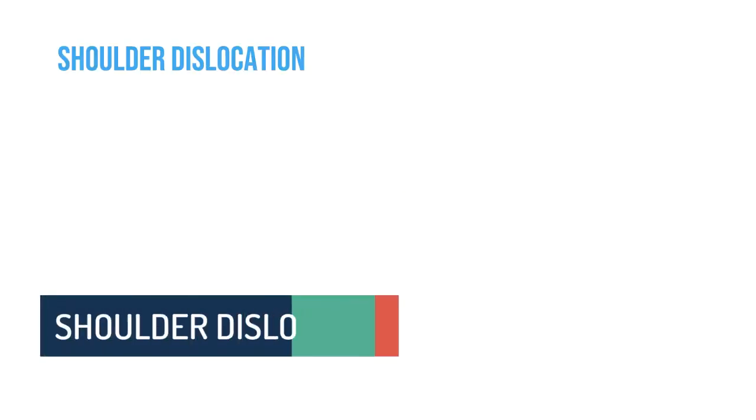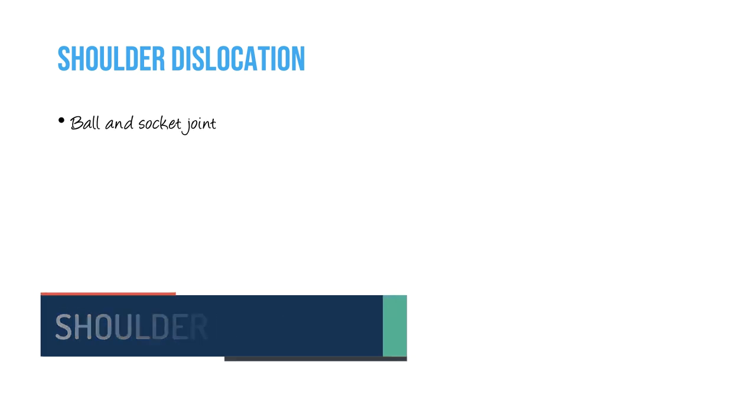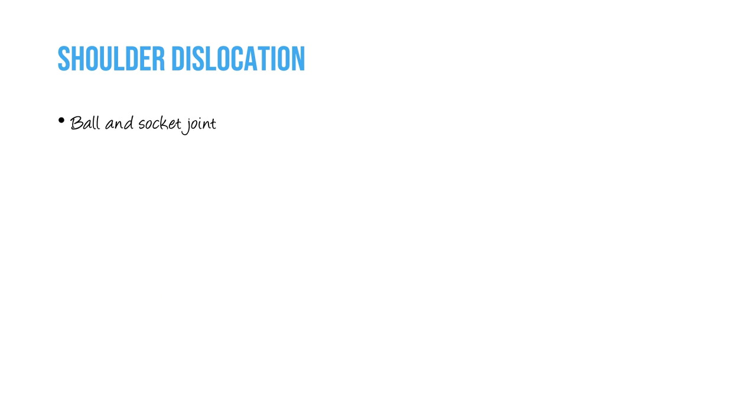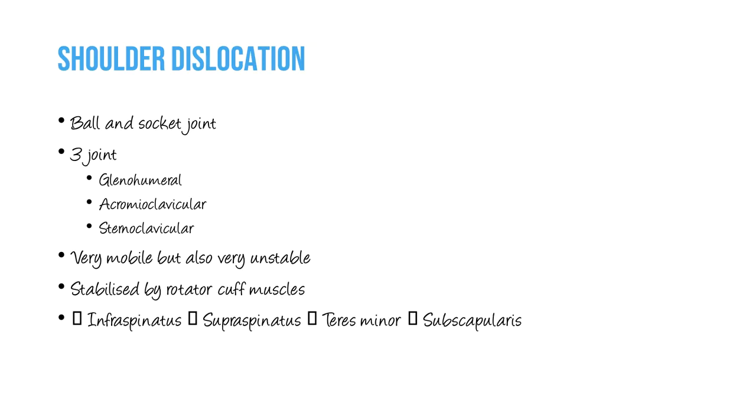What are the salient features of shoulder dislocation and what are the things that we need to know about it? So, as you know, the shoulder is a ball and socket joint. It is made up of 3 joints: the glenohumeral, acromioclavicular, and sternoclavicular. It's very mobile, but it's also a very unstable joint. It is stabilized by rotator cuff muscles, namely the supraspinatus, infraspinatus, teres minor, and the subscapularis.